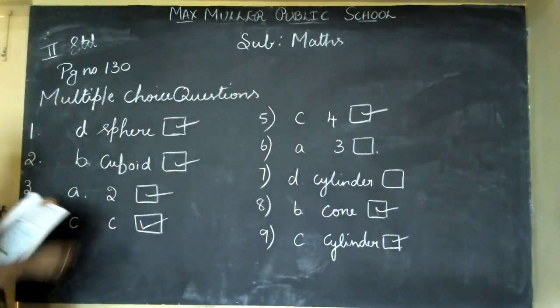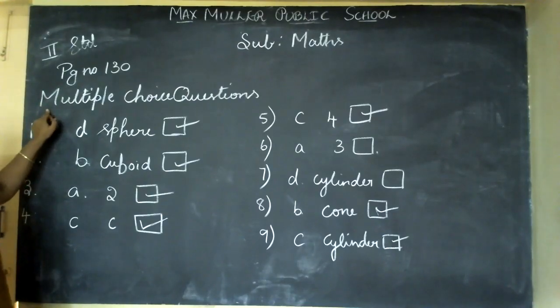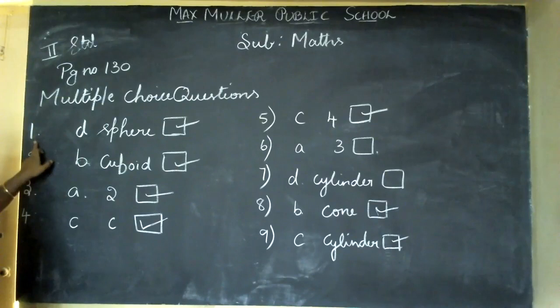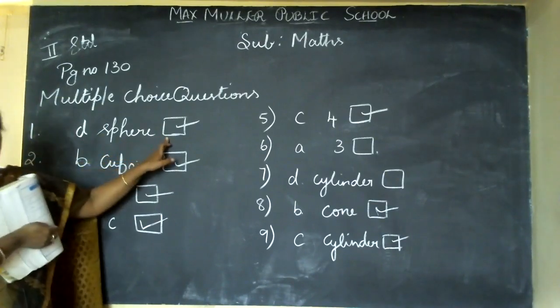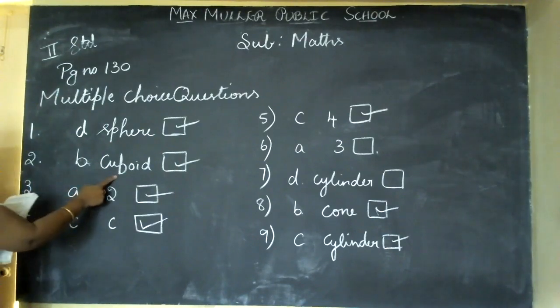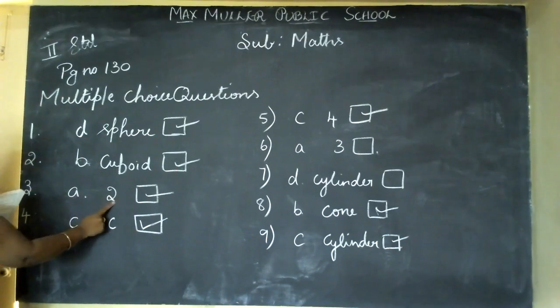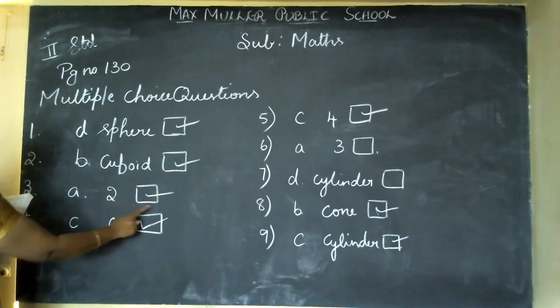Understood, children? This is page number 130, multiple choice question. Once again, shall I repeat the answer? First one, D, sphere. You want to tick for D, sphere. Second one, B, keyboard, tick. Third one, A, 2. 2 is the answer, tick.